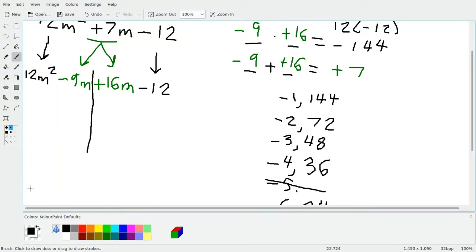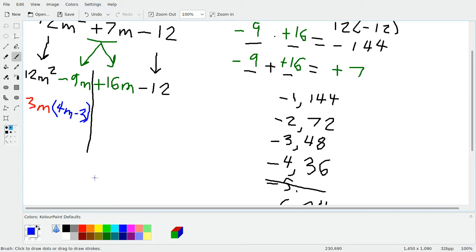For the first 2 terms, we now look for the GCF. The greatest common factor of 12m squared and negative 9m is positive 3m. If we factor out the GCF of 3m, we're left with 4m minus 3. In other words, 12m squared divided by 3m equals 4m, and negative 9m divided by 3m equals negative 3.